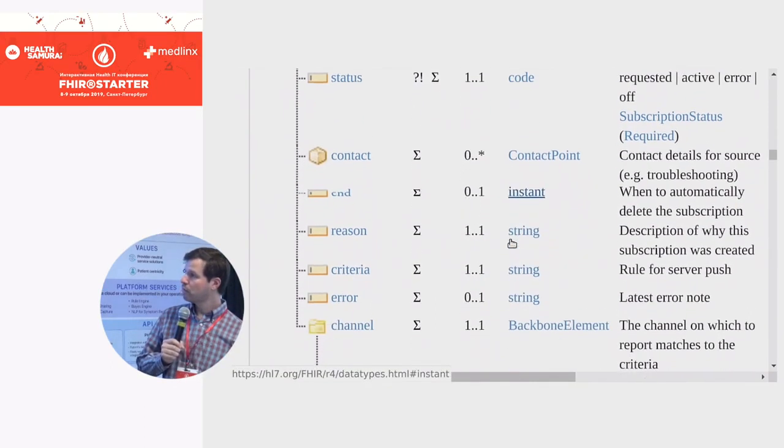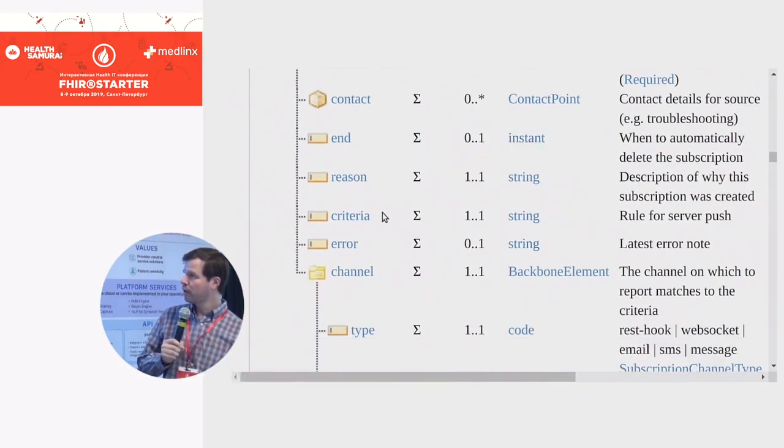So the most important property in R4 is a subscription has this property called criteria.